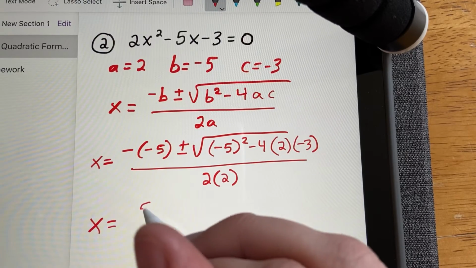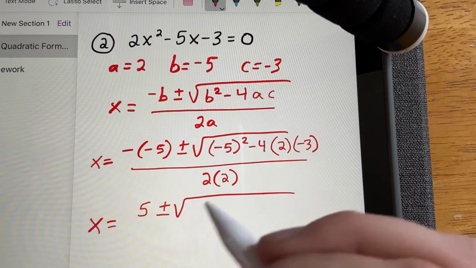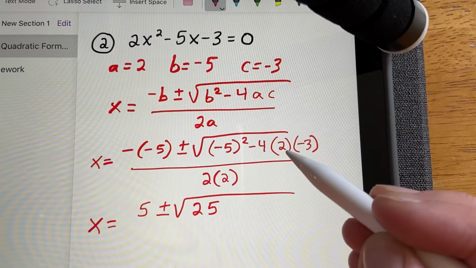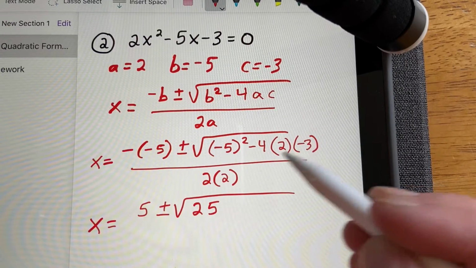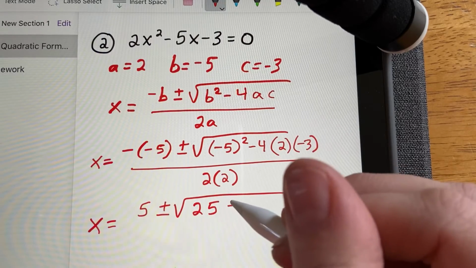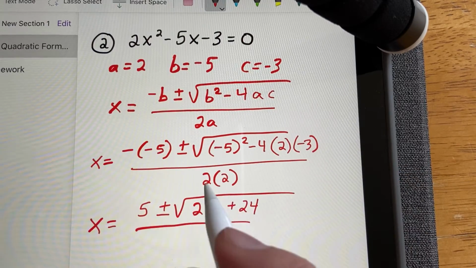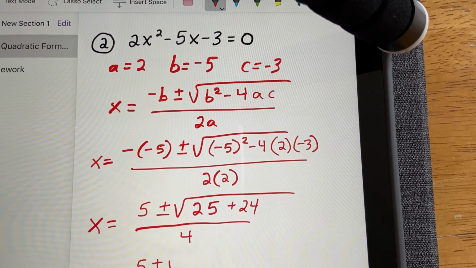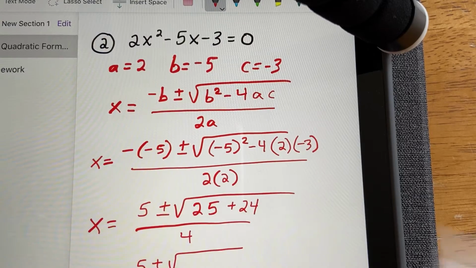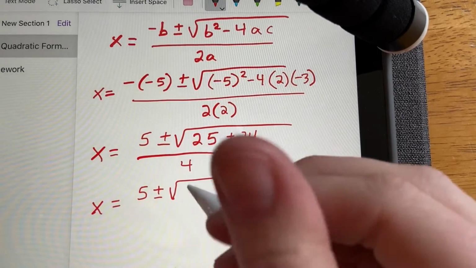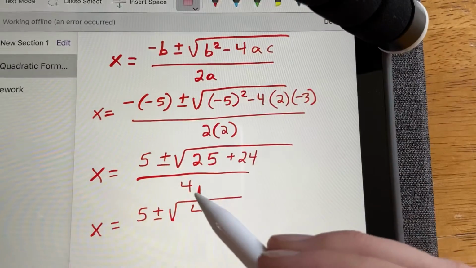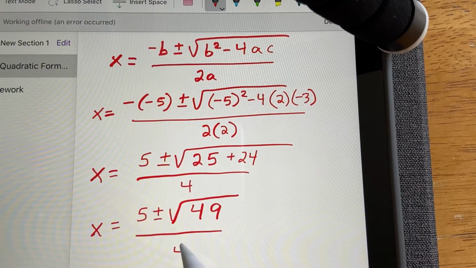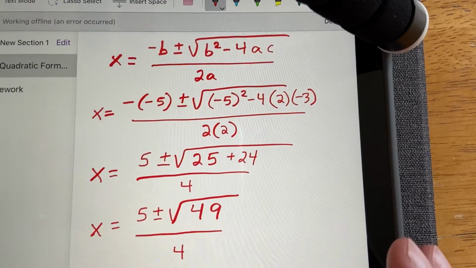So x equals 5 plus or minus the square root of 25, because negative 5 squared is 25, and then multiply negative 4 times 2 times negative 3. That would be like negative 8 times negative 3, so that's plus 24. And that's all over 2 times 2, which is 4. So x equals 5 plus or minus the square root of, and then we add together 25 plus 24. So that's 49. Square root of 49, all over 4. For this problem, our radical will simplify.